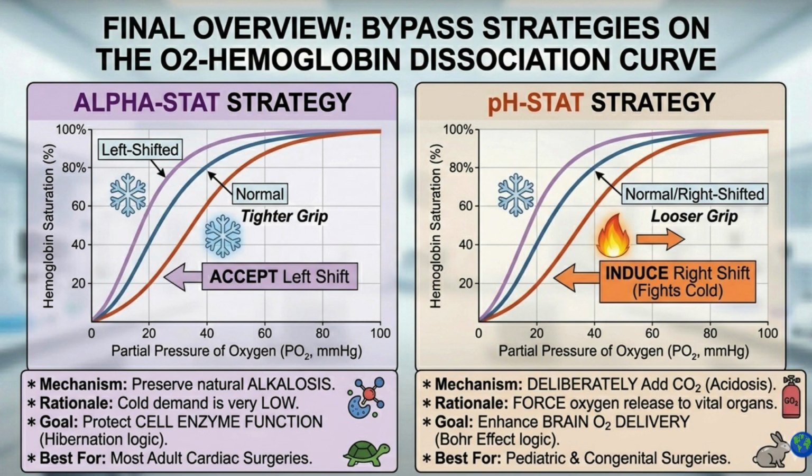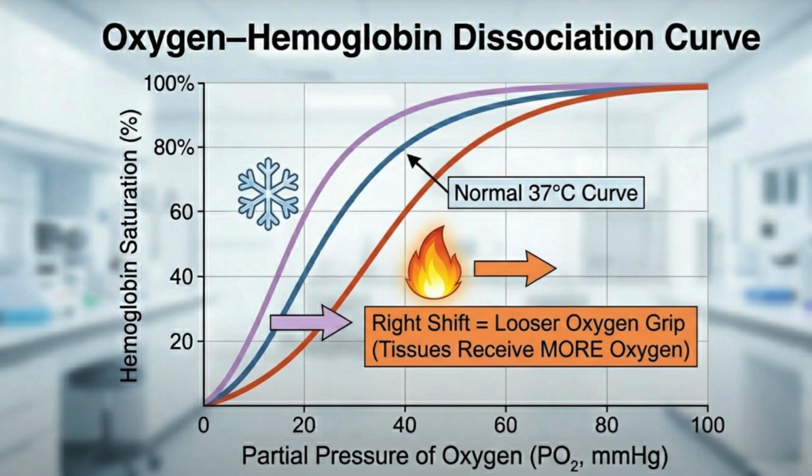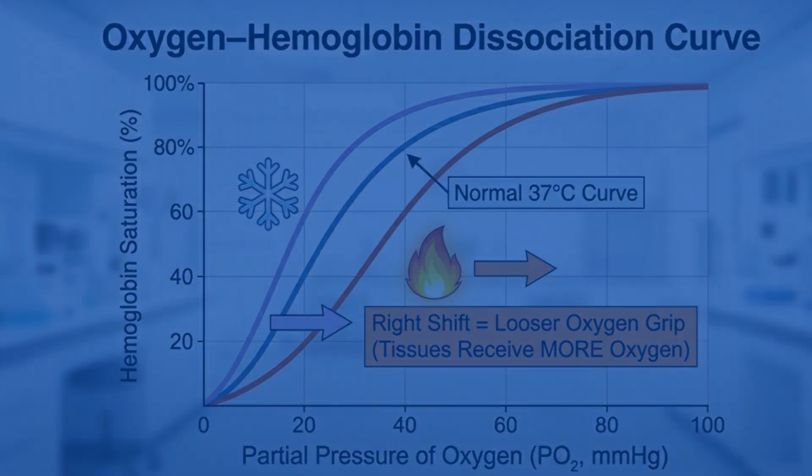Alpha-stat accepts this left shift. The philosophy is that metabolic demand is also greatly reduced during hypothermia because tissues require less oxygen. The reduced oxygen unloading is generally tolerated. The focus remains on preserving normal intracellular enzyme function and cerebral autoregulation.